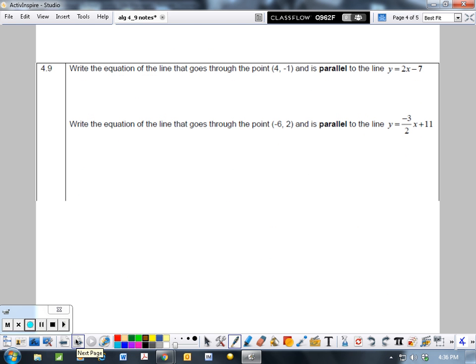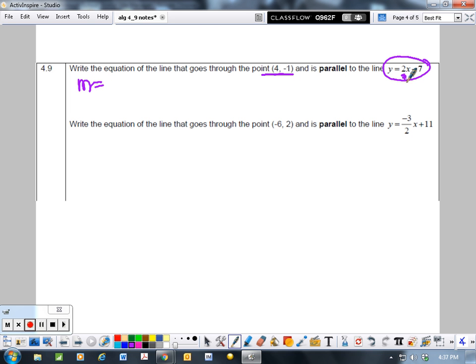Okay, so now we're going to take that a step forward. We know about parallel, we know about perpendicular. Now we're going to go back to writing equations using this idea of parallel and perpendicular. So I want to write the equation of the line that goes through the point (4, -1) and is parallel to this line. If it's parallel to this line, my slope should be the exact same as the slope of that line. So what is the slope of y equals 2x minus 7?